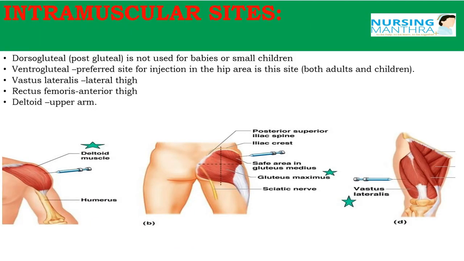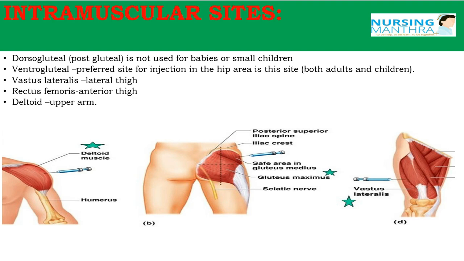So what are the intramuscular sites? We have dorsogluteal, ventrogluteal, vastus lateralis, rectus femoris, deltoid. Dorsogluteal or postgluteal is not used for babies or small children. So for babies and small children, we are not using the dorsogluteal site. And ventrogluteal, that is the preferred site for injection in the hip area, for both adults and children. So the ventrogluteal site is the most preferable site, both for adults and children.